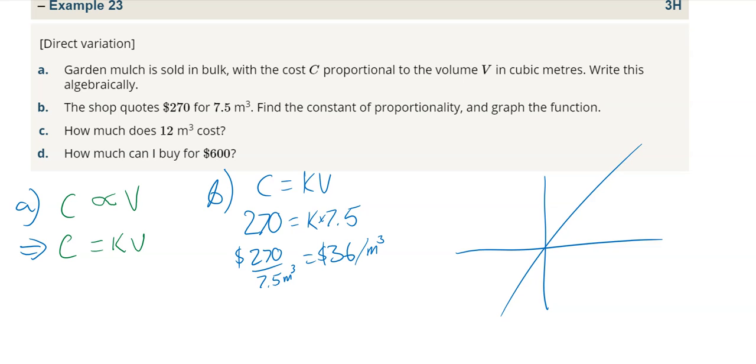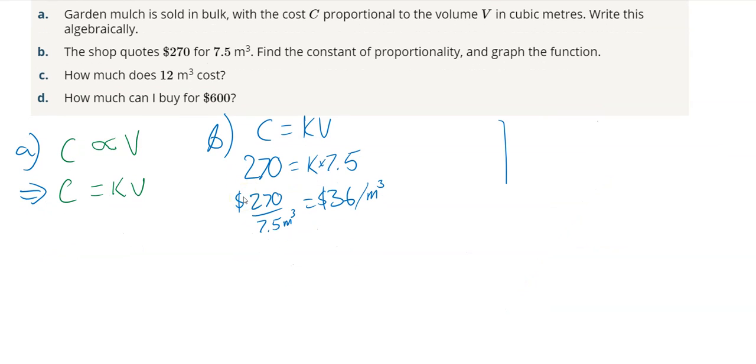Anyway, probably should try and actually graph it properly. Okay, so they just are asking. I mean, clearly there are no negative values here because I can't have a negative volume.